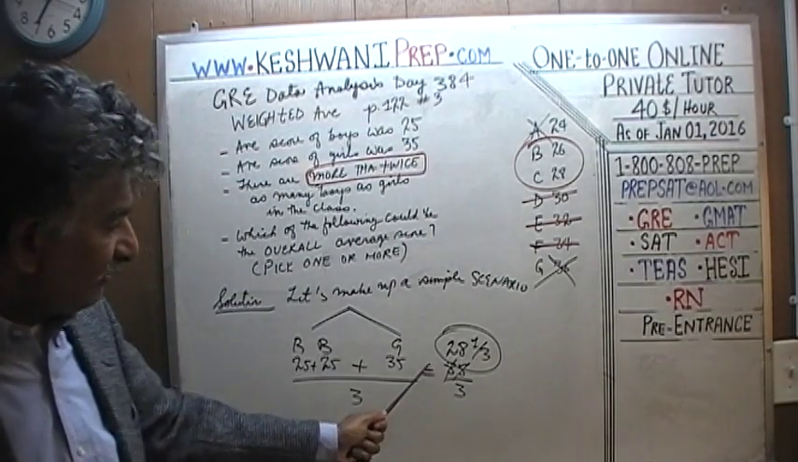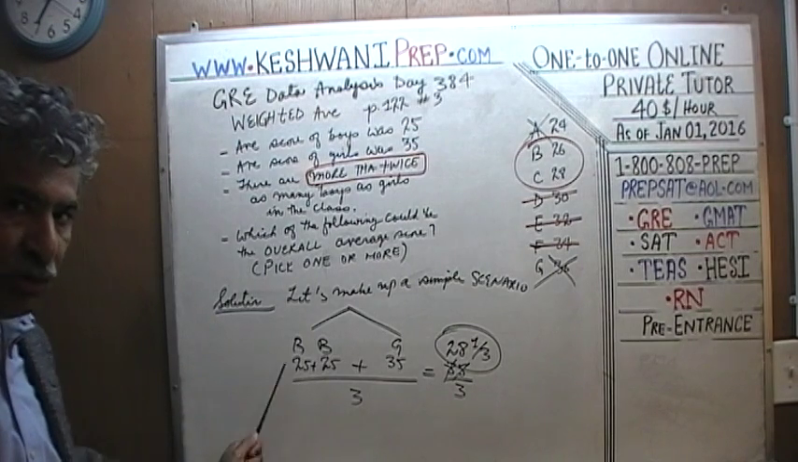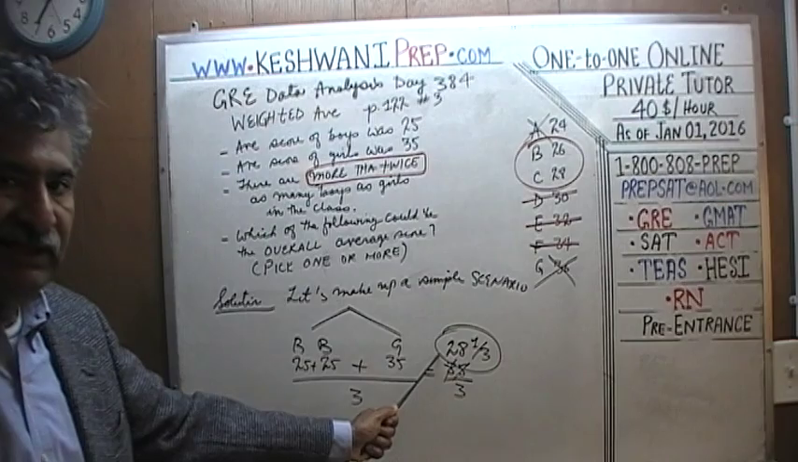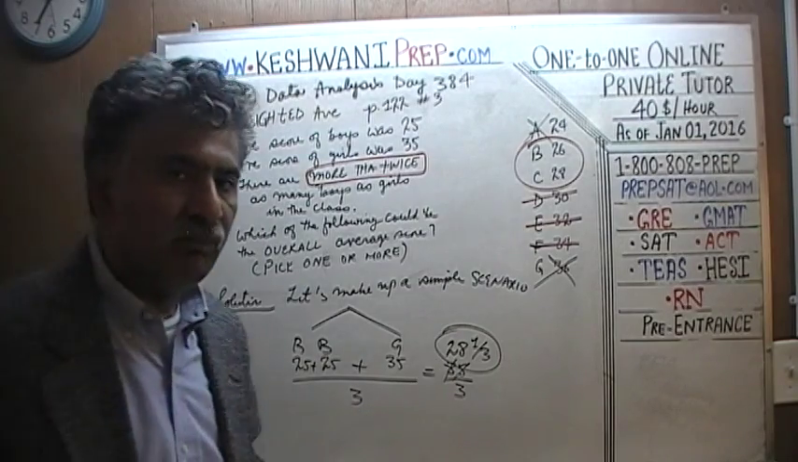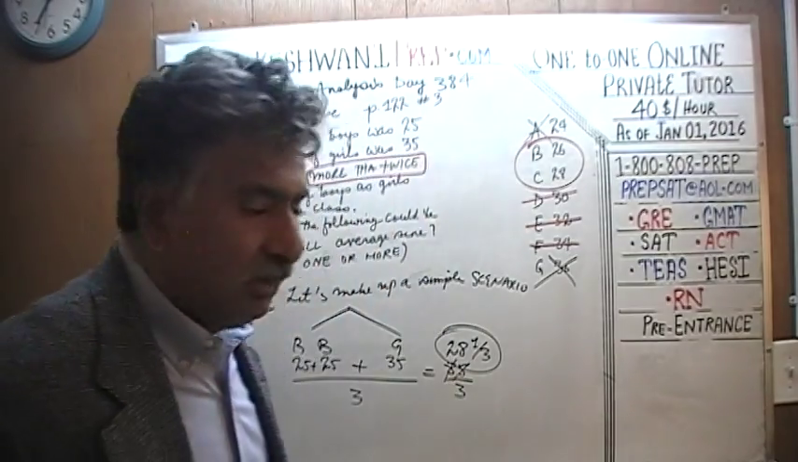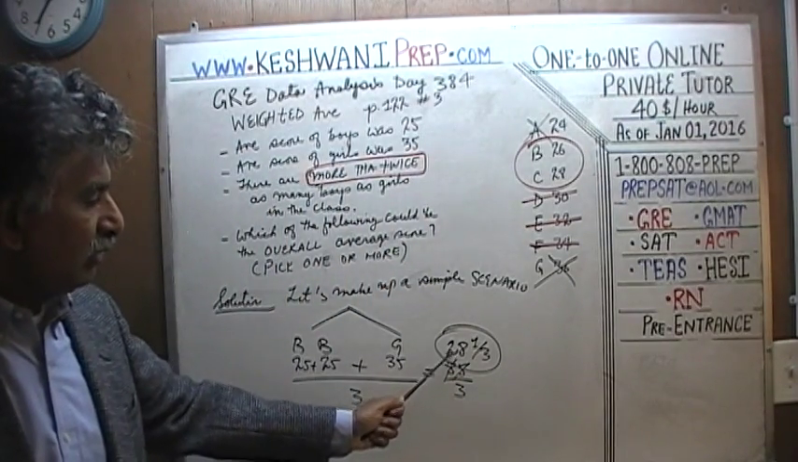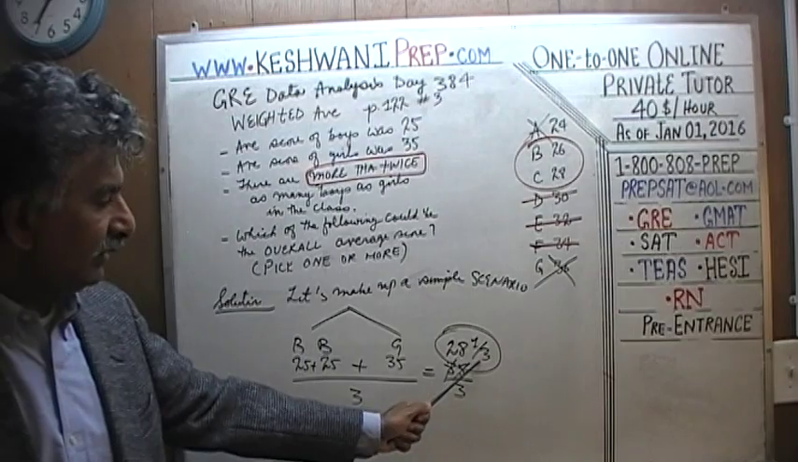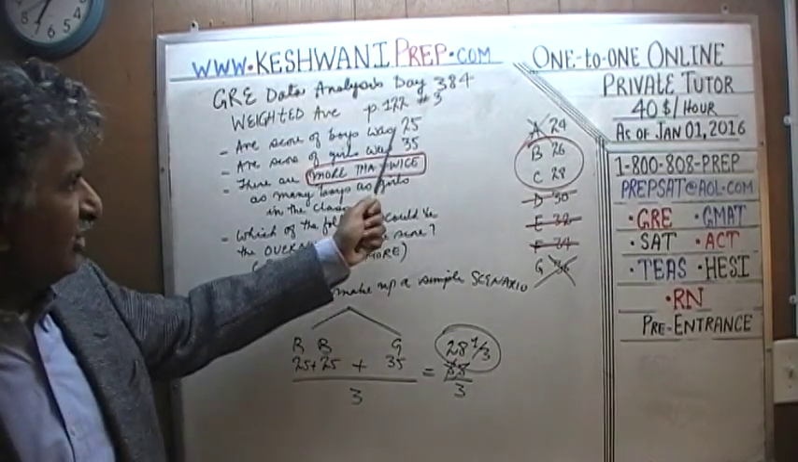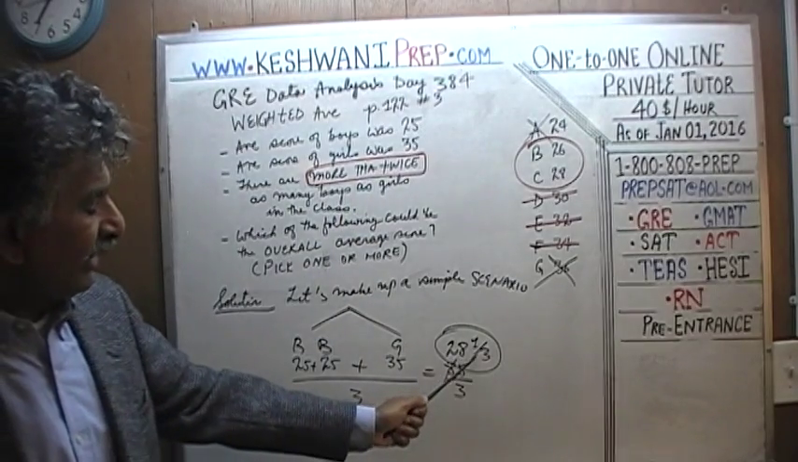This is correct. This tells us that if there were exactly twice as many boys as girls, in that case, the average would have been 28 1/3. But because we are told that there are more than twice as many boys as there are girls, whatever the average is, it has to be below 28 1/3. Anything below 28 1/3 would work, and anything below 25 you have to cross out. So it has to be above 25 and below 28 1/3.